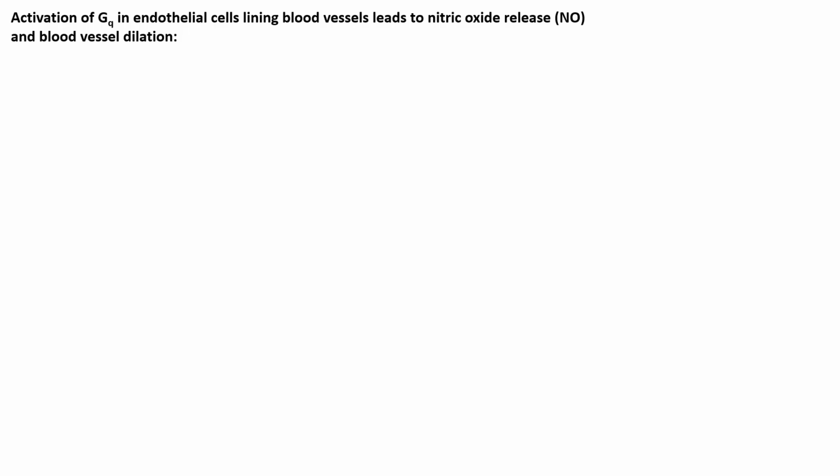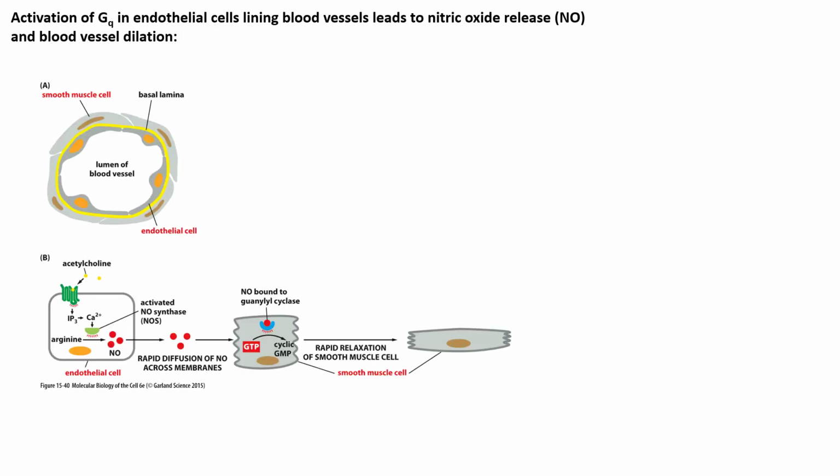Activation of GQ in endothelial cells lining blood vessels leads to NO release and blood vessel dilation. And in these pictures, in A, you have a cross-section of a blood vessel where you have the endothelial cells in the interior, where, as we said before, the apical side is facing the lumen of the blood vessel, a cavity, and the basal side is binding to the basal lamina or the basement membrane.